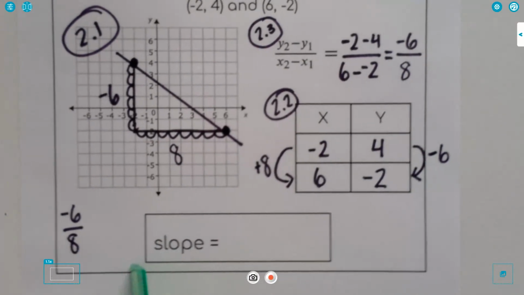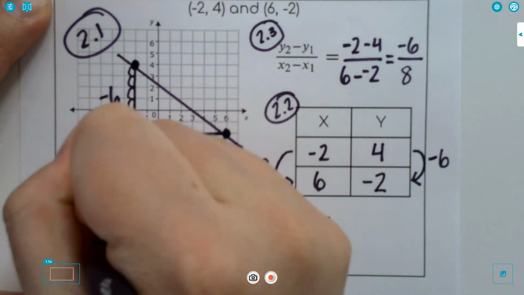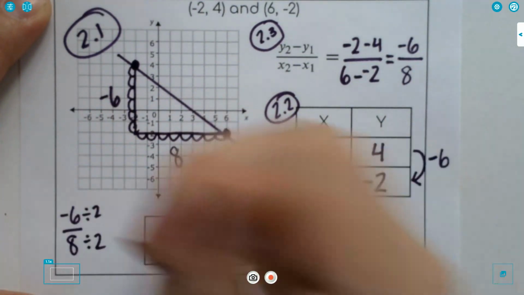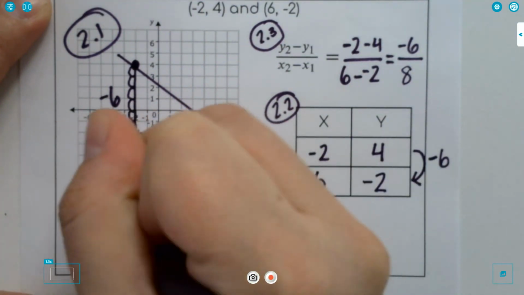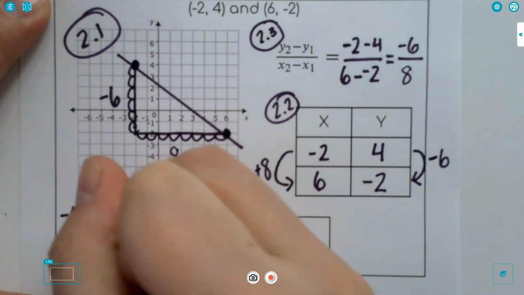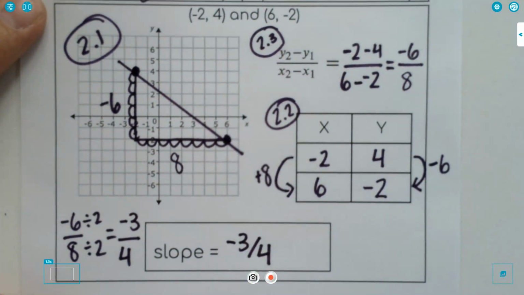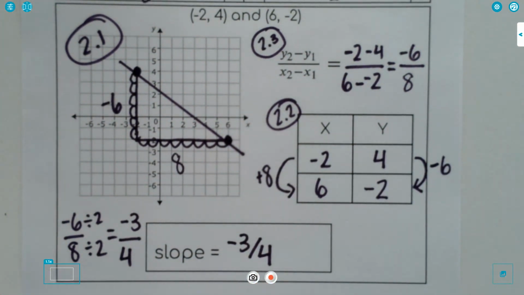Last thing we need to do with this, what can we divide both 6 and 8 by? 2. So I can divide the top by 2 and the bottom by 2. Negative 6 divided by 2 is negative 3. And 8 divided by 2 is 4. So I get negative 3/4 is my final answer that I have now gotten 3 whole times. All right, any questions?